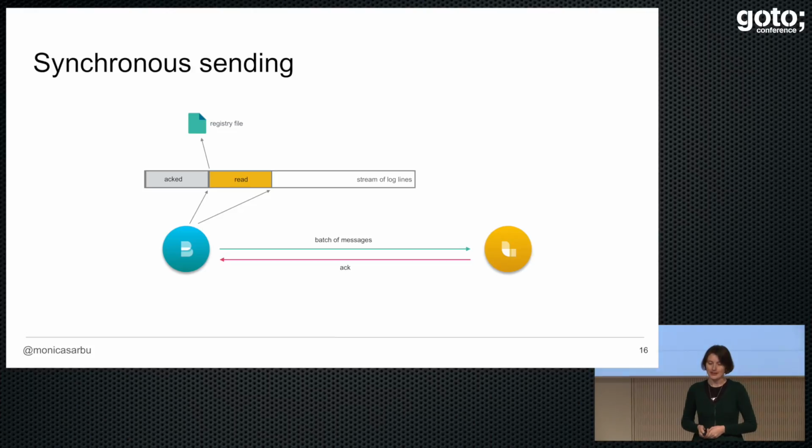So the way it works is that Filebeat reads a bunch of log lines, then it sends them to Logstash, then waits for ACK, and only when it receives the ACK back from Logstash, then it marks the batch of log lines that it read as acknowledged, and writes the offset into a registry file. And the offset is until when it read the log lines. In order to make sure that the offset is written on disk, it does an fsync, and after that it starts reading another bunch of log lines.